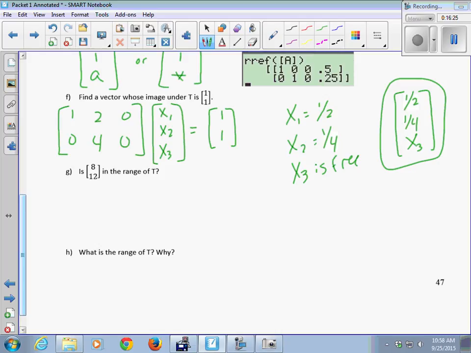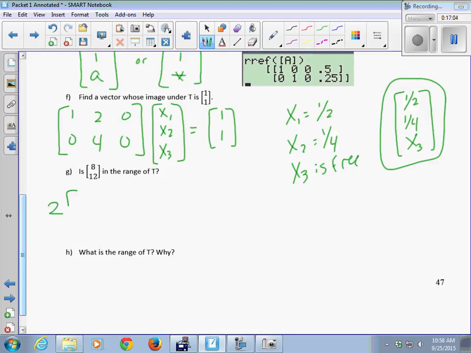Okay, is 8, 12 in the range of T? It's almost the same question as F, right? I'm asking, is 8, 12 a possible output? Yeah, absolutely. How do you know? Oh, look at that. You didn't even have to set up the augmented matrix and row reduce it. You just said, definitely, I could put a 0 weight on the first column. 8, 12 is a multiple of 2, 4. It would be times, oh, no, it's not. Sorry, what are my weights?